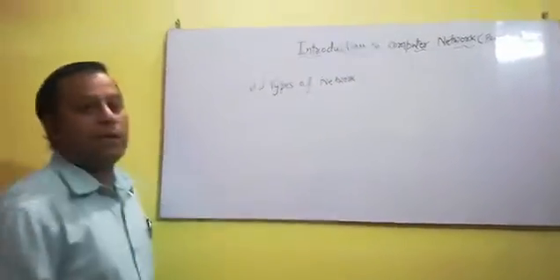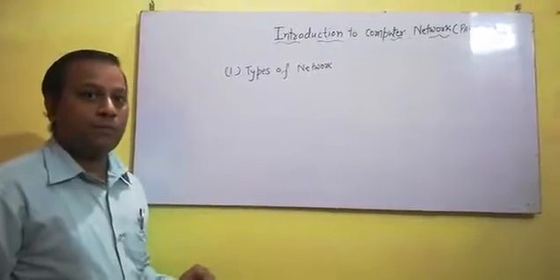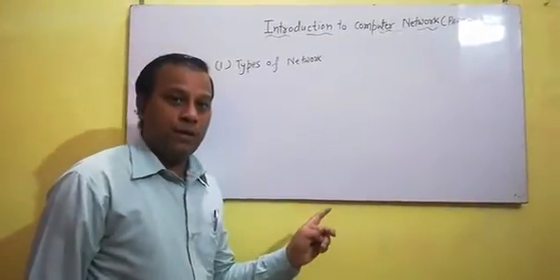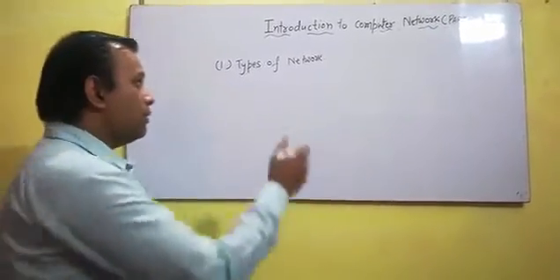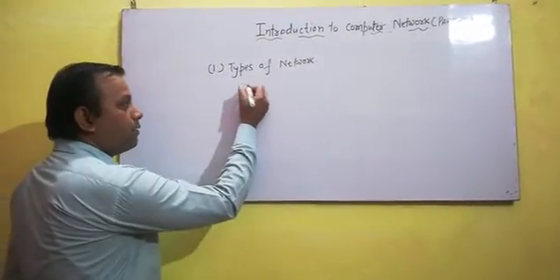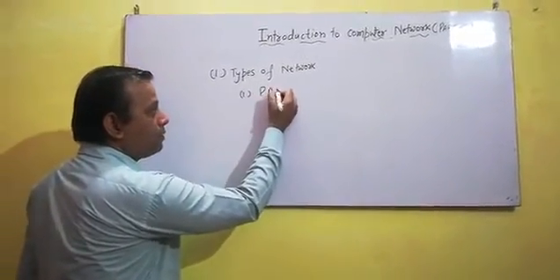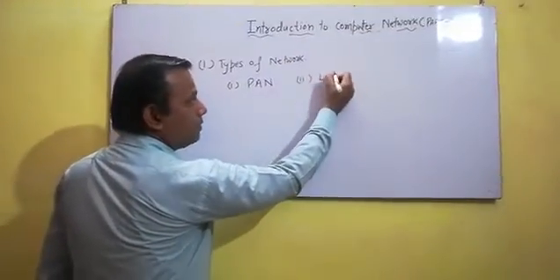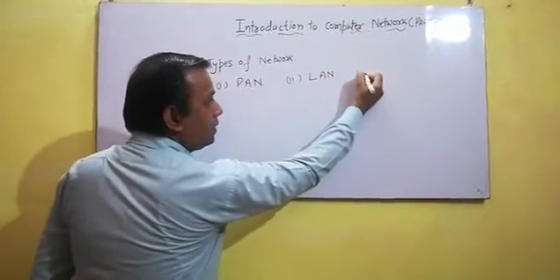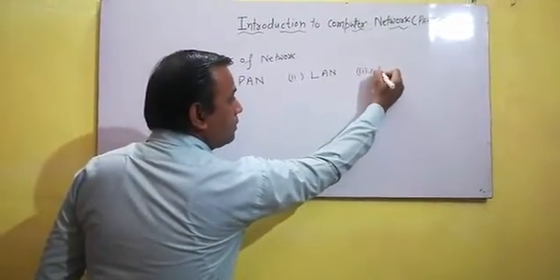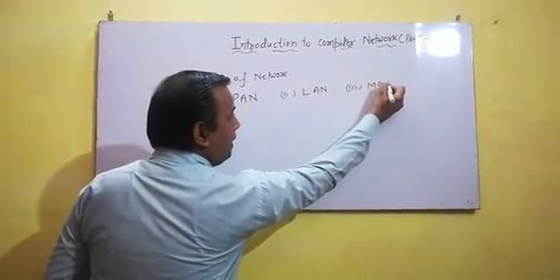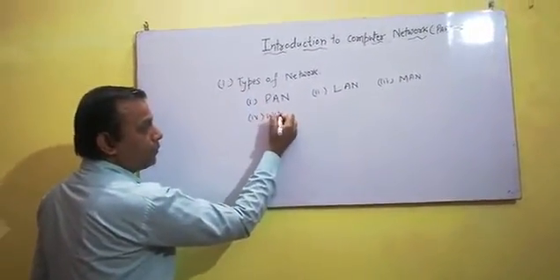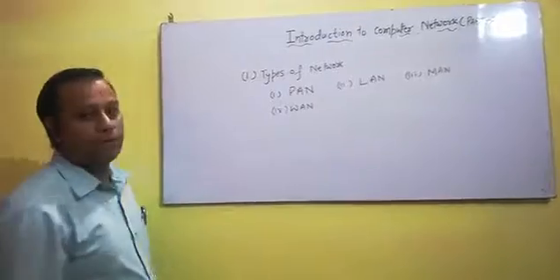Network types can be classified into various types. First is PAN, second is LAN, third is MAN, and the last is WAN. Let's understand the networks one by one.